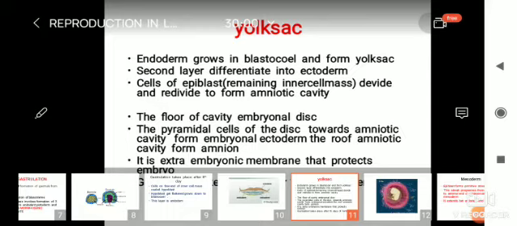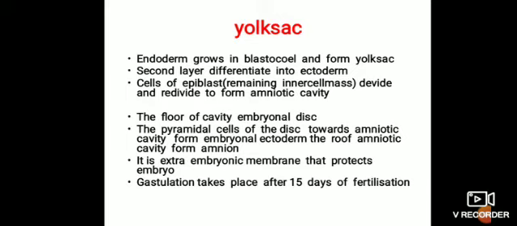The second layer differentiates into ectoderm. Cells of the epiblast means the remaining cells of the inner cell mass divide and redivide to form the amniotic cavity. The floor of the cavity is the embryonal disc; the pyramidal cells of the disc towards the amniotic cavity form embryonal ectoderm. The roof of the amniotic cavity is called amnion. Amnion is an extra embryonic membrane that protects the embryo. Gastrulation takes place after 15 days of fertilization.